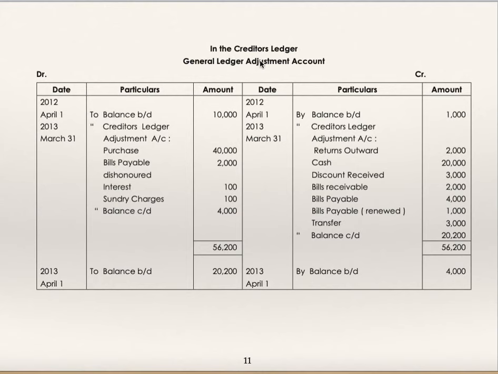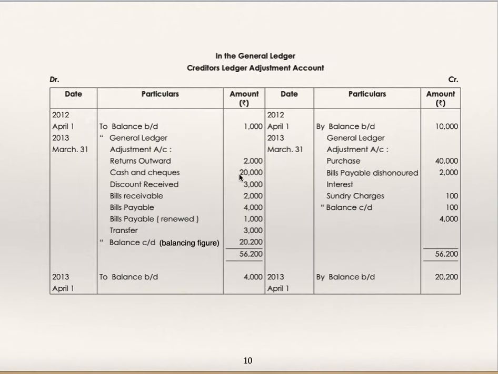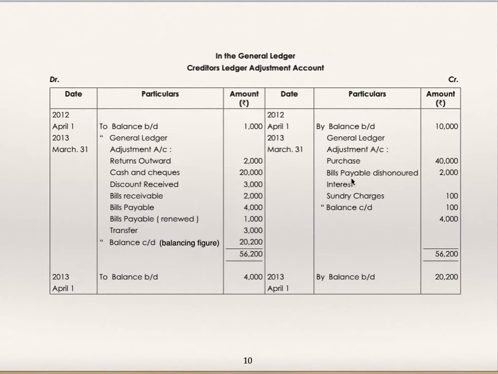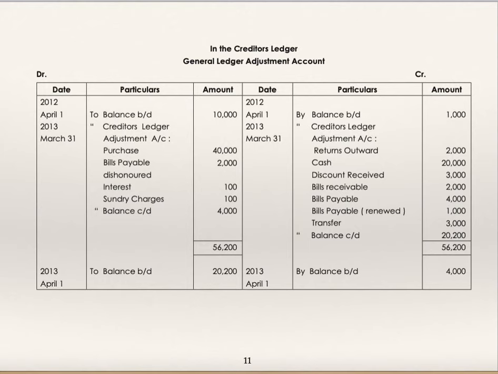In creditors ledger, general ledger adjustment account, it is exactly opposite. By balance brought down 1,000, to balance brought down 10,000. The heading will change: by creditors ledger adjustment account and to creditors ledger adjustment account. So whatever you find on the debit side in this account, you will find on the credit side, and whatever is on the credit side you will find on the debit side. Balance carried down is the balancing figure.